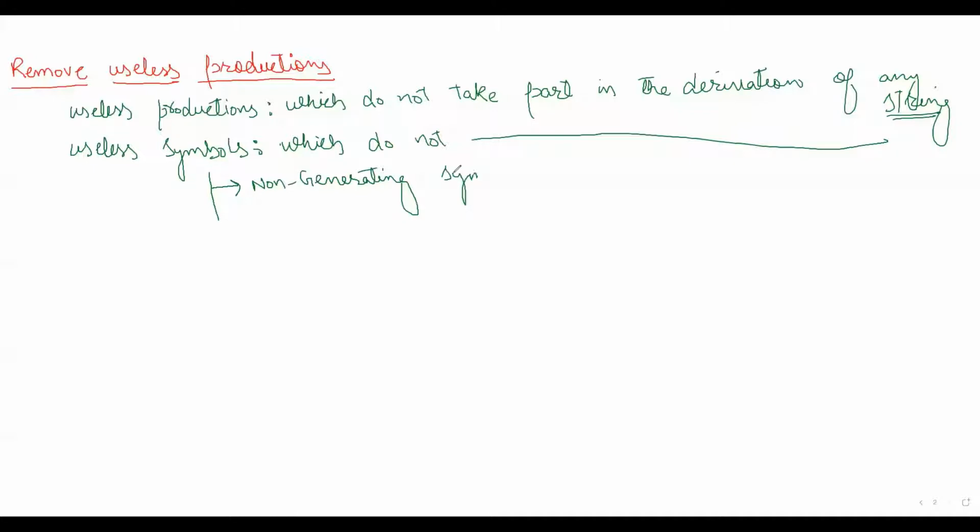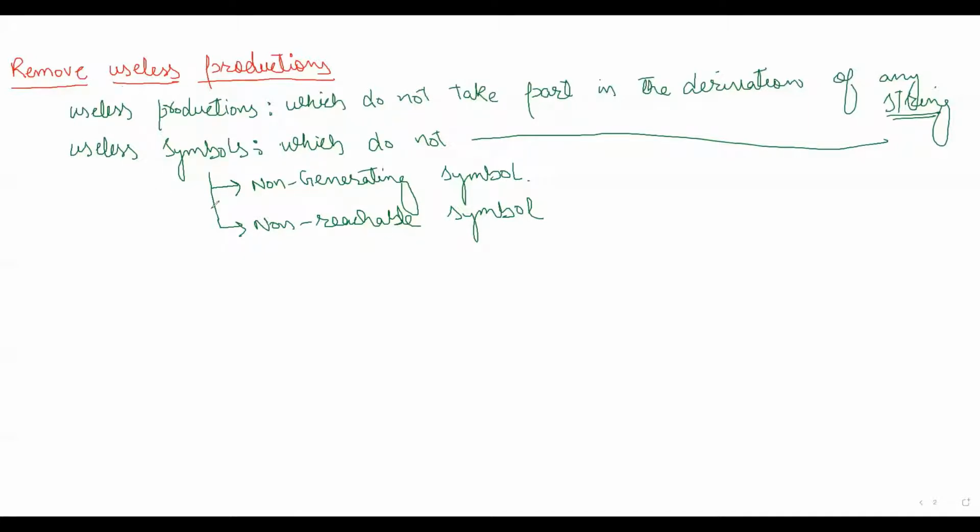Non-generating symbol. And another useless symbol is called a non-reachable symbol. So let's discuss what is non-generating and non-reachable. Then we will see how we can remove useless productions.